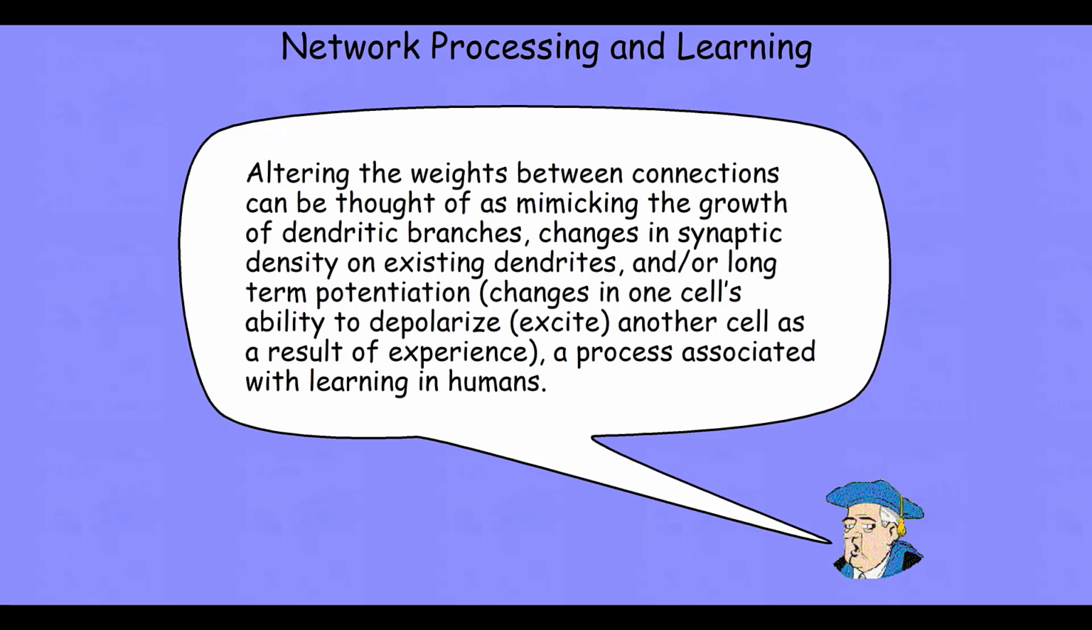Altering weights between connections can be thought of as mimicking a number of different aspects of brain learning. So it can be thought of as mimicking the growth of dendritic branches between neurons, changes in the synaptic density on existing dendrites, and/or long-term potentiation, that is, changes to one cell's ability to depolarize, excite another cell as a result of experience. And that's also a process associated with learning in human beings.